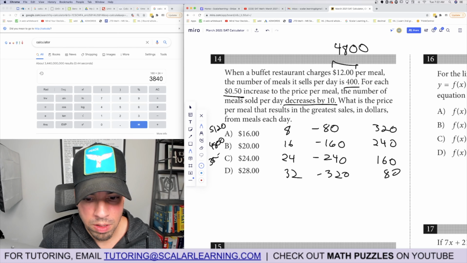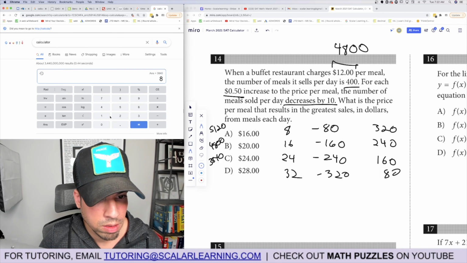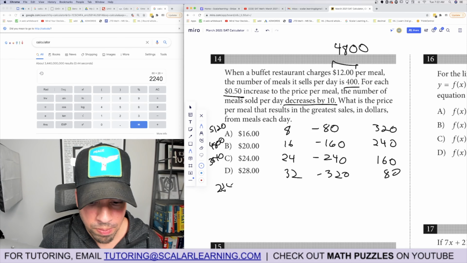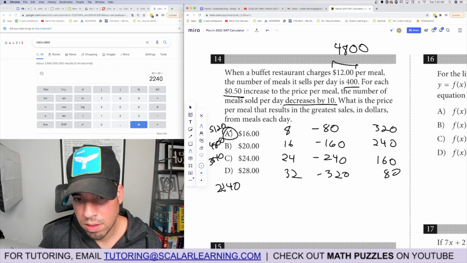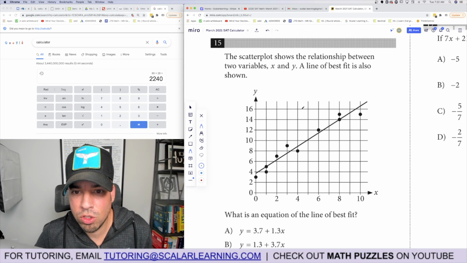Yeah. And then this one is 80. There's no way. 80 times 28. That's 2240. It is A. All right, next. 15. The scatter plot shows a relationship between two variables, x and y.